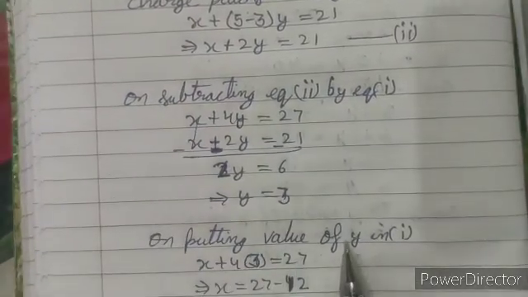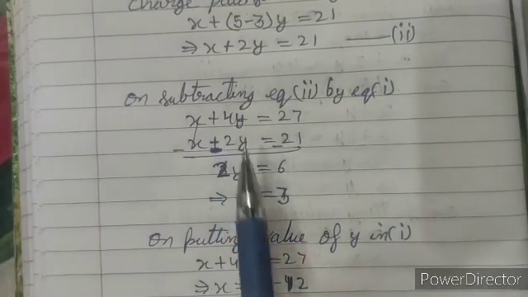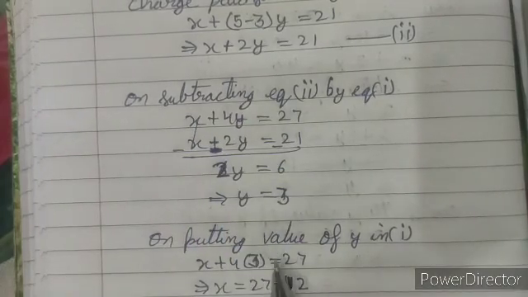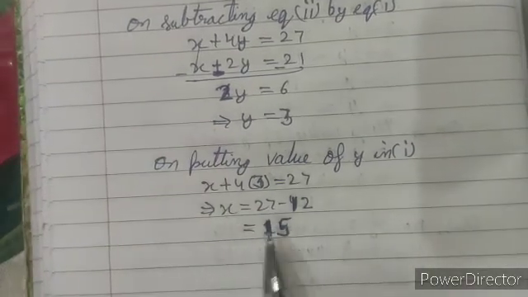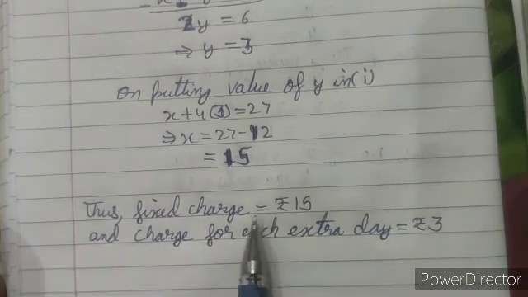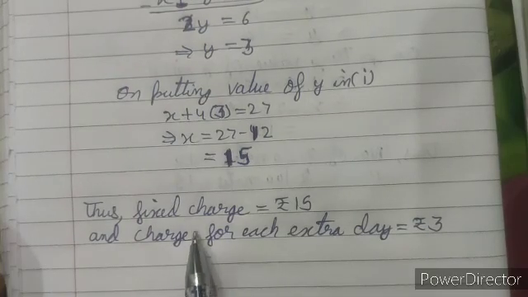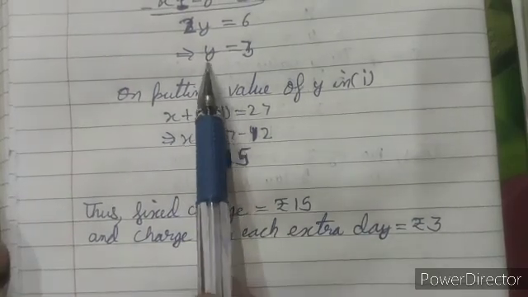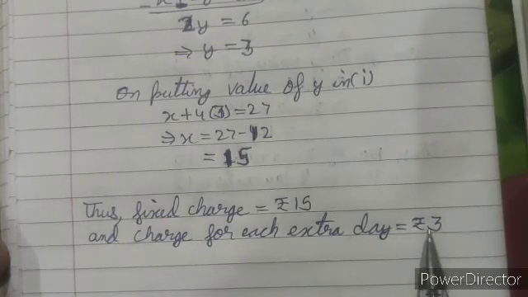On putting the value of y in equation first, we are getting x plus 4 into, in place of y we will take the value of y, that was 3, equal to 27, and that is giving x as 15. Thus we can say that the fixed charge is rupees 15 that we have taken as x, and the charge per extra day was taken as y, that the charge for per extra day is equal to 3.